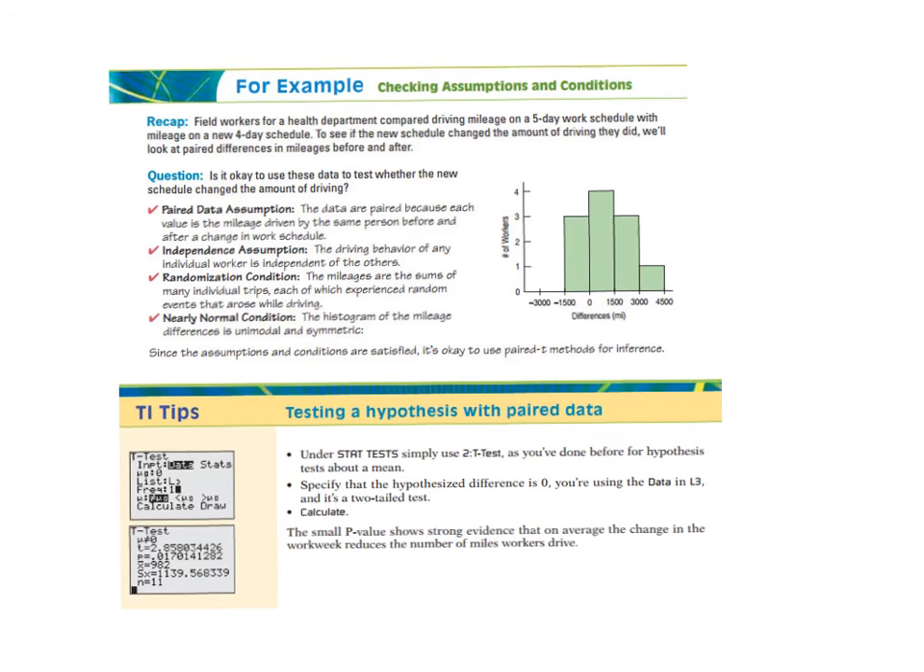Just a reminder, paired data is very similar to what you just did, but you need to check assumptions and conditions like we always have. It's called something slightly different because it's paired data, so they call it the paired data assumption. Pretty much the same thing. Independence assumption, randomization, and nearly normal are exactly the same as they were. So make sure you check those for your hypotheses.